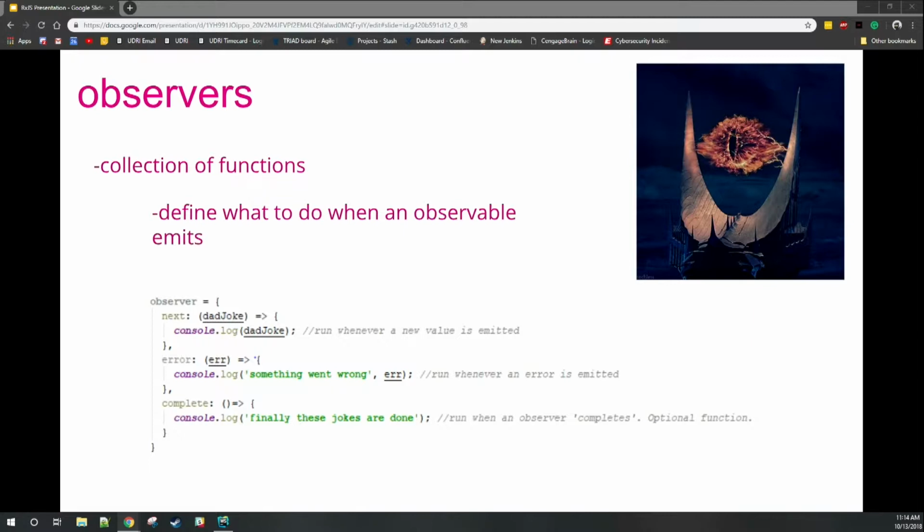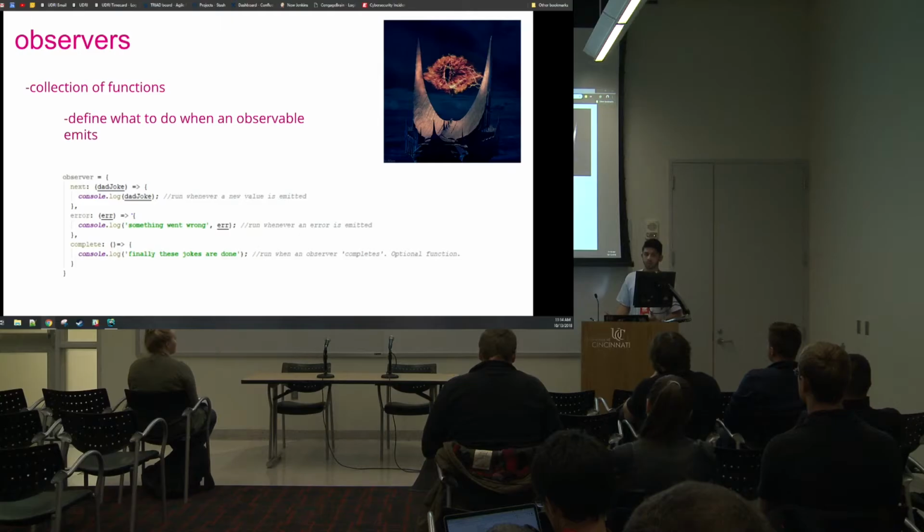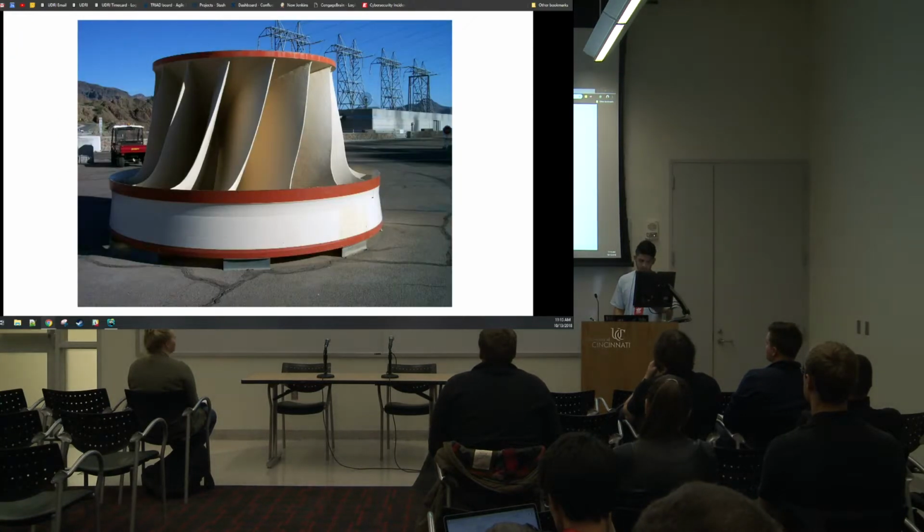Then there's an error function, which defines what to do when there's an error, obviously. Once you get an error, you don't get any more values. It just stops. You have to resubscribe. And then you have complete, which is like an error, but there's no error. Once you get a complete from your observable, it just stops emitting completely. Pretty intuitive. Think of observers as a turbine on a dam.